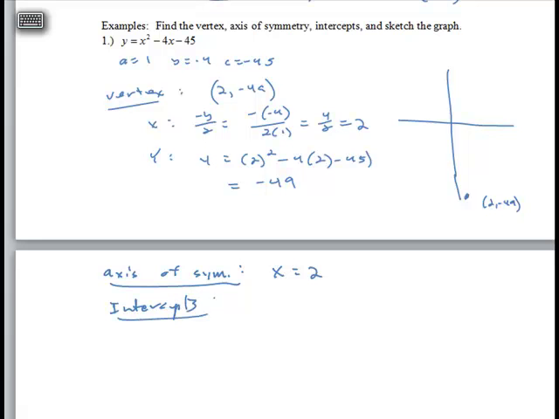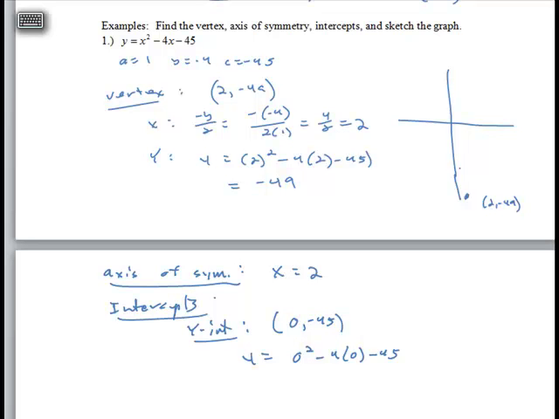Now finding the intercepts. Well, we know there's always going to be exactly one y-intercept, so I prefer to begin by finding the y-intercept. The y-intercept is always where x is equal to 0. So substitute x equals 0 into the equation. y is equal to 0 squared minus 4 times 0 minus 45, which simplifies to just negative 45.